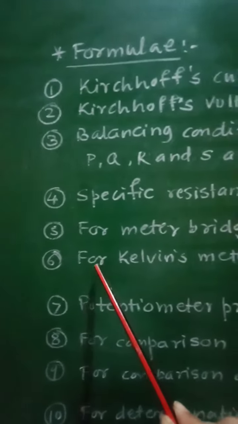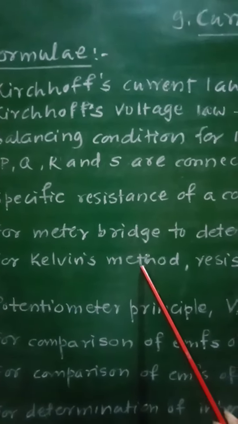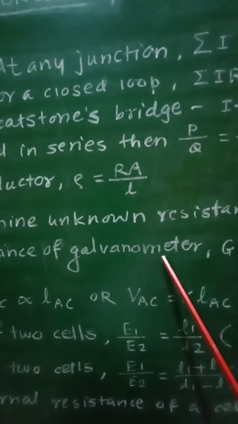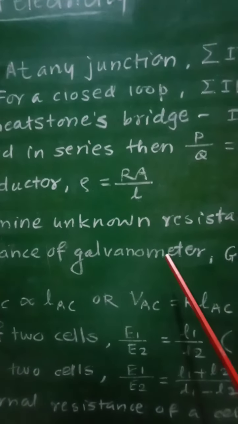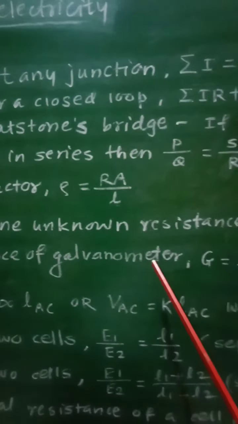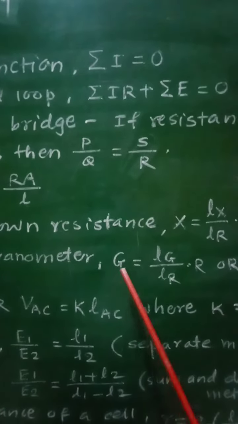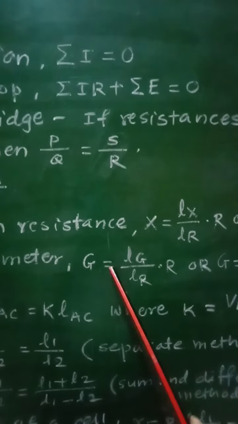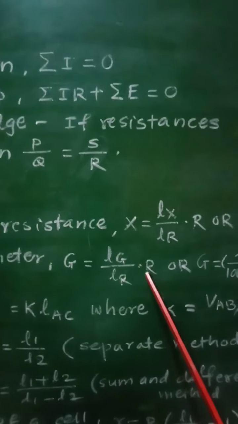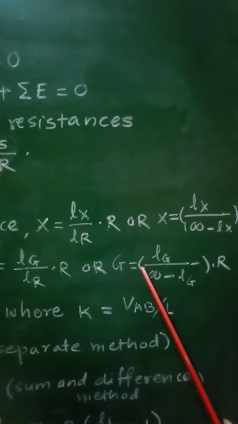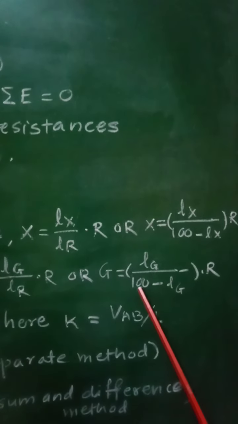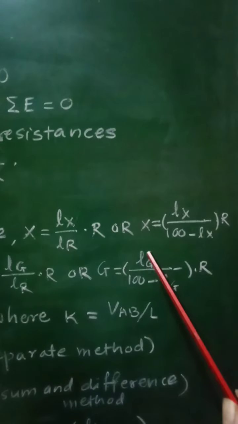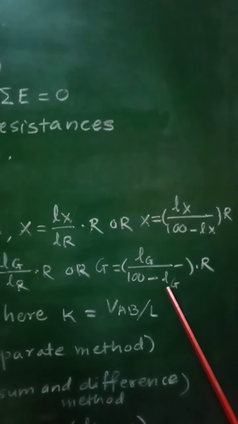Sixth formula is for Kelvin's method, that is determination of resistance of galvanometer. In case of determination of resistance of galvanometer by using Kelvin's method, resistance of galvanometer G equal to Lg upon Lr into R, or also it is written as G equal to Lg upon 100 minus Lg into R.